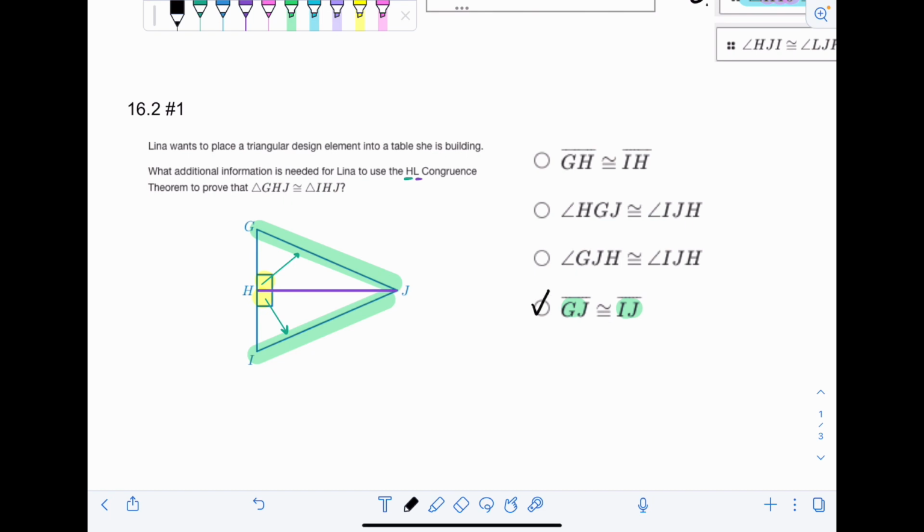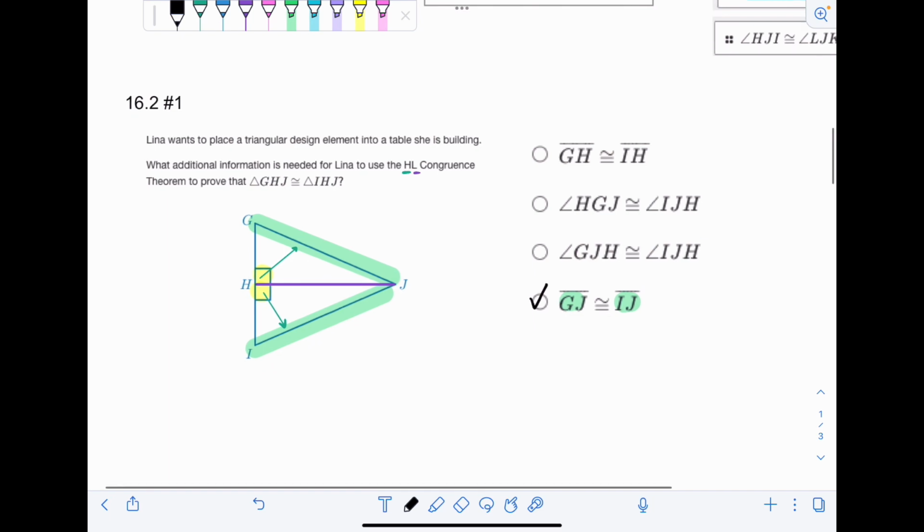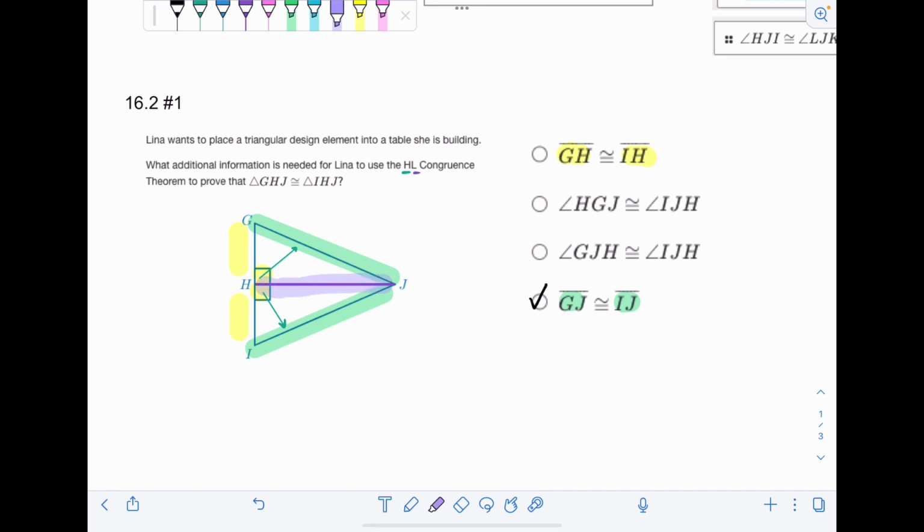Okay, I'm going to go back and go through each of the other answers, and explain why they don't quite work. So for the first one, it says that GH is congruent to IH, so that's both of the two left sides or left legs. We already have one leg. We have HJ, so for hypotenuse leg, you need one leg and one hypotenuse. So it doesn't do us any good to have a second leg.